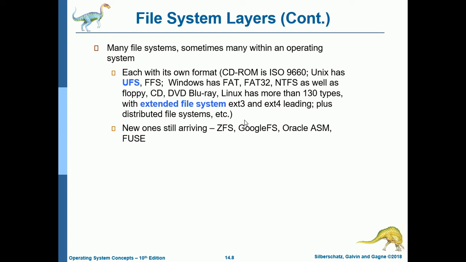ZFS means zettabyte file system. And then of course Google FS, which is a file system used by Google. And then we have the Oracle ASM, where ASM stands for Automatic Storage Management. And we also have FUSE. It stands for File System in User Space. This provides flexibility in file system development by implementing and executing the file system as user-level rather than kernel-level code. So these are the newer technologies in terms of file systems.